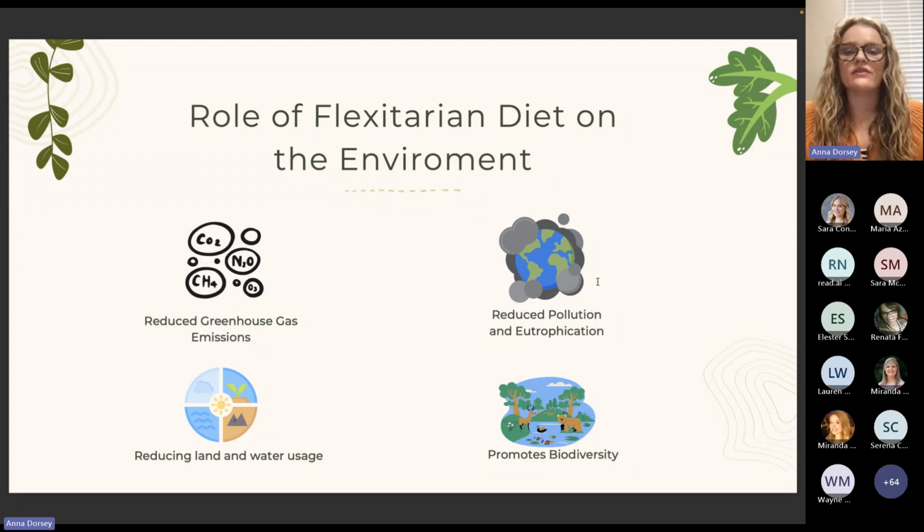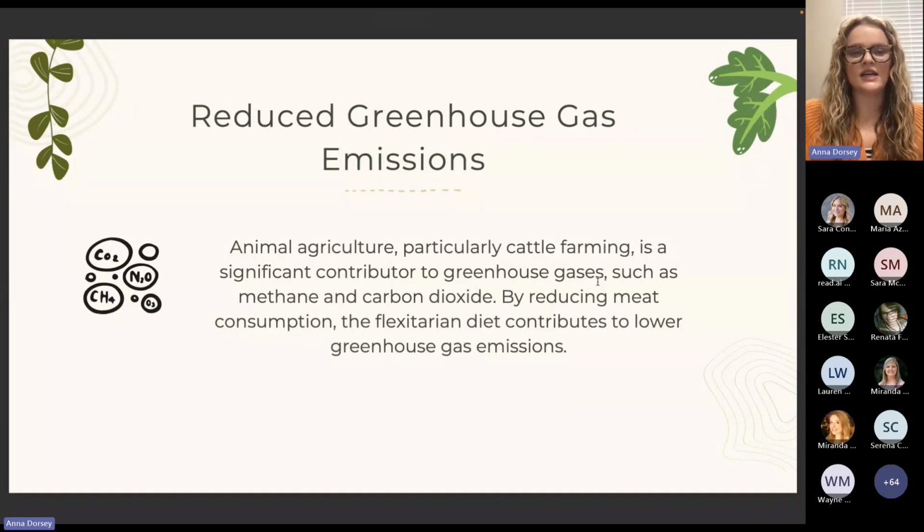So next, we want to talk about the role of the flexitarian diet on the environment. So it obviously has incredible benefits to our health, but we also think it's important to support the environment. And so we're going to talk about each one of these a little bit more in detail. So specifically, the flexitarian diet helps reduce greenhouse gas emissions. Animal agriculture, specifically cattle farming, contributes to greenhouse gases, specifically in the production of methane and carbon dioxide. So when you reduce your meat consumption, you are helping to support the lowering of these greenhouse gas emissions.